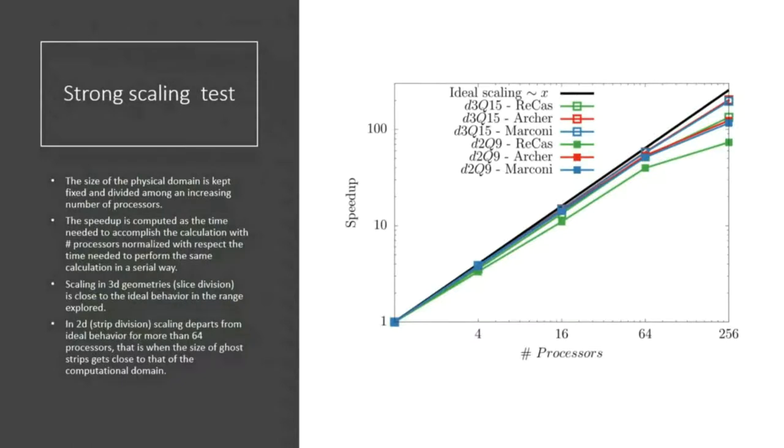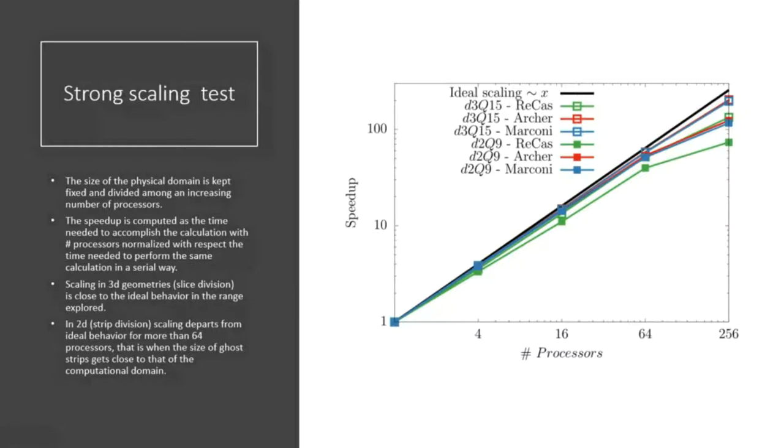And here you see a graph showing a strong scaling test. On the x-axis, you see the number of processors that has been used to integrate the dynamical equations. And on the y-axis, you see the speedup, normalized with respect to the amount of time that you need to perform the same evolution with just one processor. You see with the black line the ideal scaling, and you see that using Archer or Marconi, that are two infrastructures, the scaling is pretty good, actually very close to the ideal one. Archer is the infrastructure that I've been using here in Edinburgh.